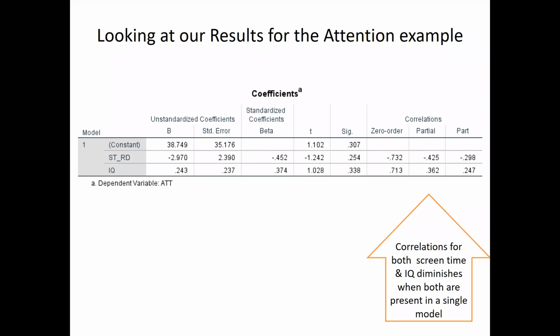statistically significant. One of the ways we can see that in output is the zero order correlations, that's the correlation between screen time and attention if nothing else is in the model. You see that's quite large, and that's why in this case it's statistically significant. It drops considerably when you look at either the partial or the part correlations, as does IQ. IQ has a moderately strong relationship at the zero order level, but it drops considerably when the other variable is in the model, as illustrated by the partial and the part.